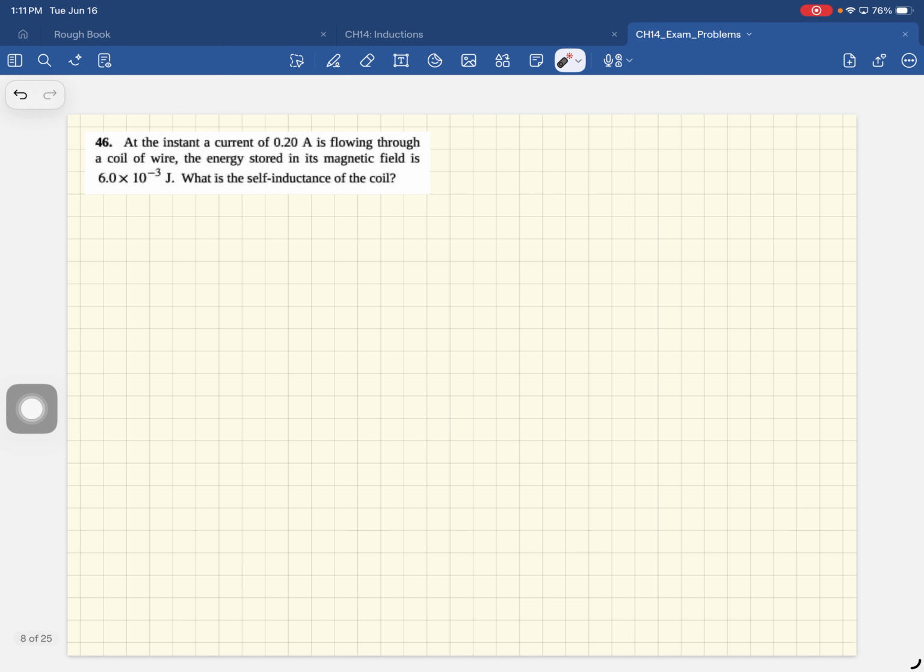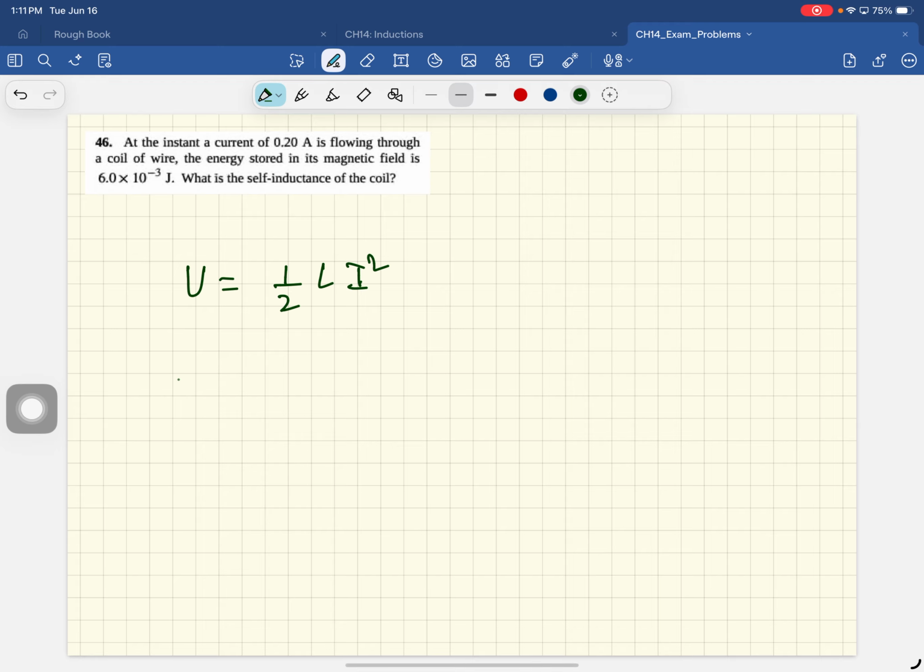And log 2 is 0.69. Okay, so this is 0.69. At 70% of the time constant, you get half the maximum value.